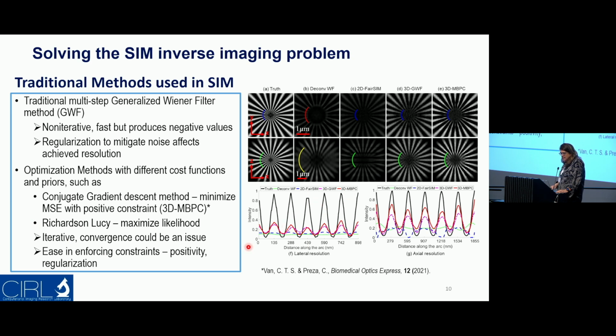So here are some results that we showed. This is in simulation, but we were really interested in investigating how well you achieve resolution, both laterally and axially. The arcs here show the theoretical SIM limit and the intensity profiles at those arcs, and we showed that indeed with an iterative method, like the model-based one with positivity constraint, you get improved results over the generalized Wiener filter.